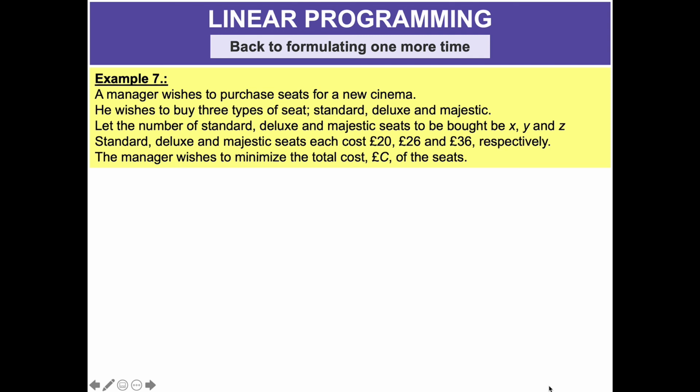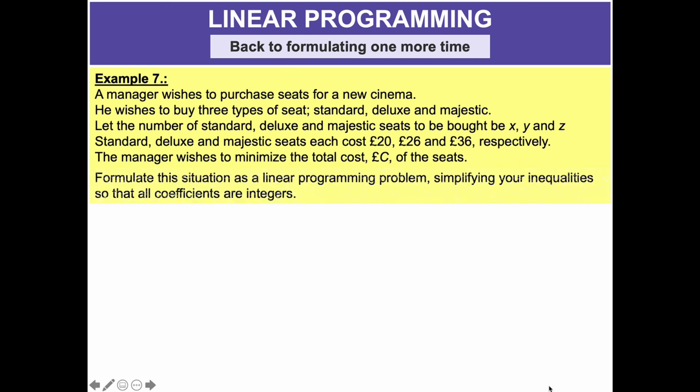A manager wishes to purchase seats for a new cinema. He wishes to buy 3 types of seats: standard, deluxe, majestic. Let the number of standard, deluxe, and majestic seats be X, Y, and Z respectively. Standard, deluxe and majestic seats each cost 20, 26 and 36 respectively, and the manager wishes to minimize the total cost, obviously. Formulate the situation as a linear programming problem, simplifying your inequalities so that all coefficients are integers.